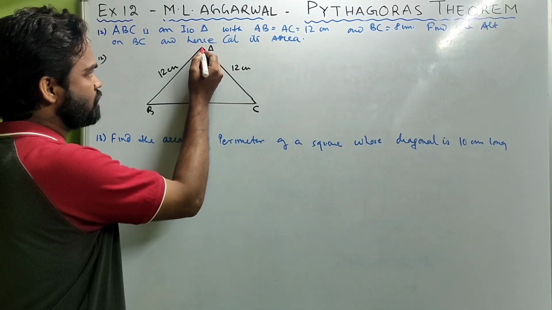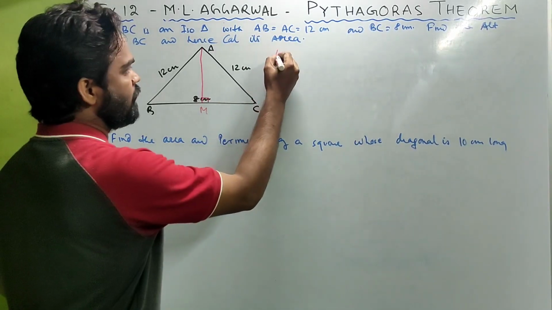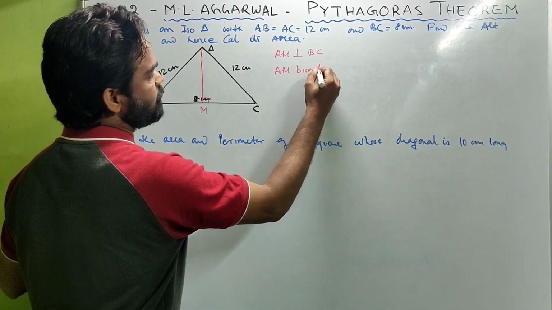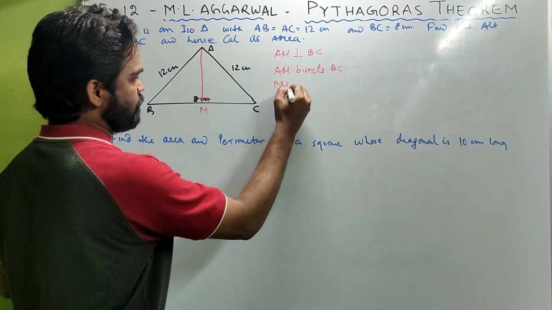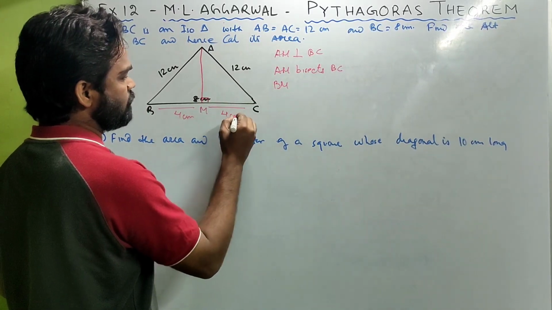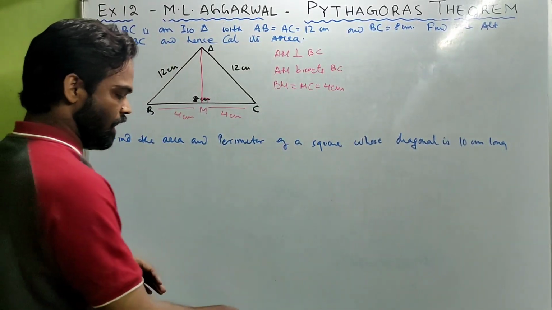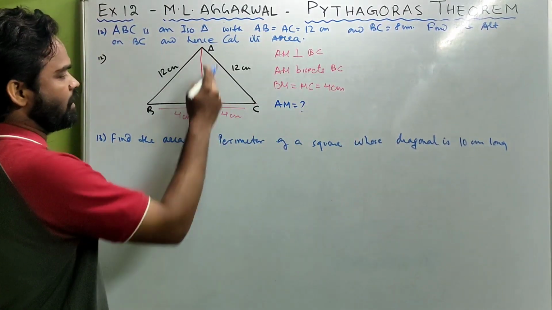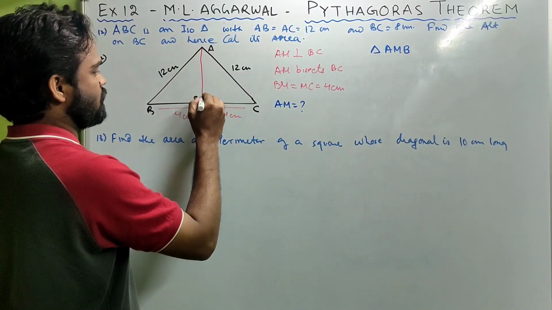Now altitude on BC, which means from A we drop a perpendicular, AM. Now we know AM is perpendicular to BC, and we know that AM bisects BC in case of an isosceles triangle, which means BM will be 4 and MC will be 4 centimeter. Isn't BM equal to MC equal to 4 centimeter? Now look, we need to calculate AM. We require AM. Look at triangle AMB. Triangle AMB. Again, this is 90 degrees.